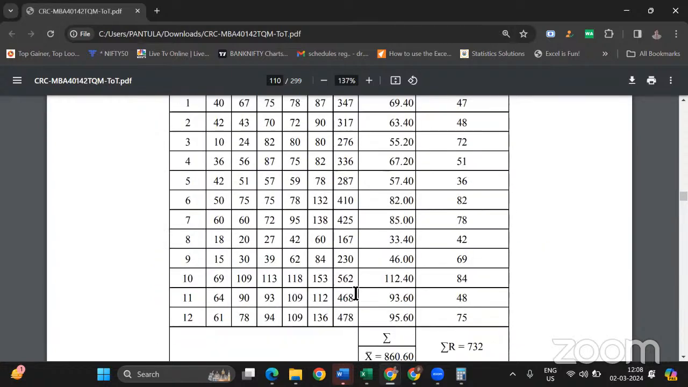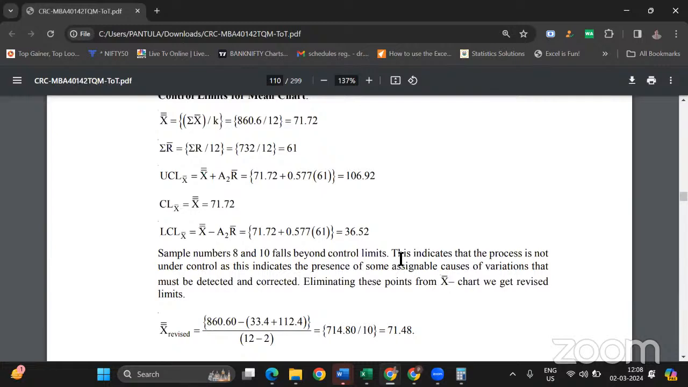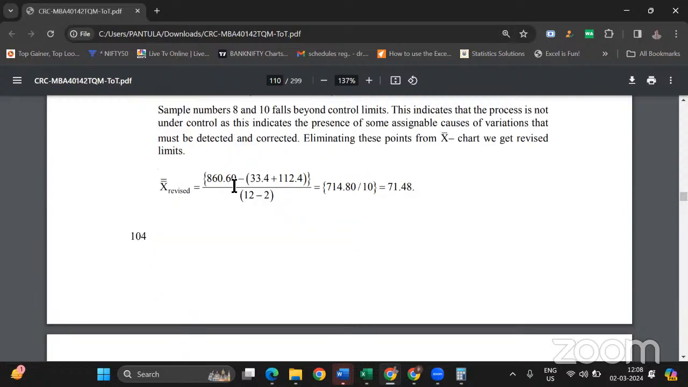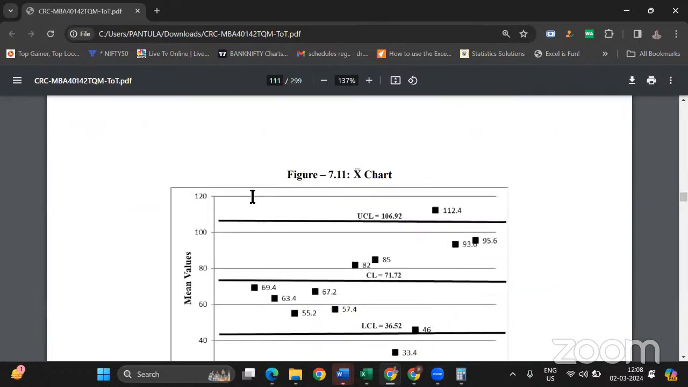Now you can see here samples 8 and 10, 84 and 42. So this is not under control. It's going beyond the limits. Sample 10 is above the upper control limit, and the other is below the lower control limit.